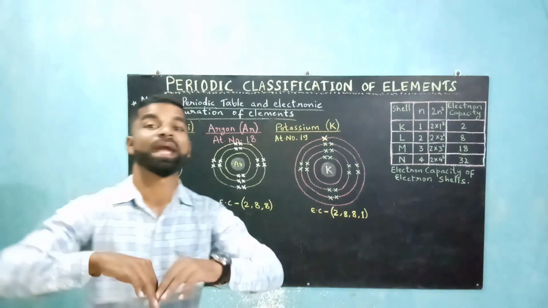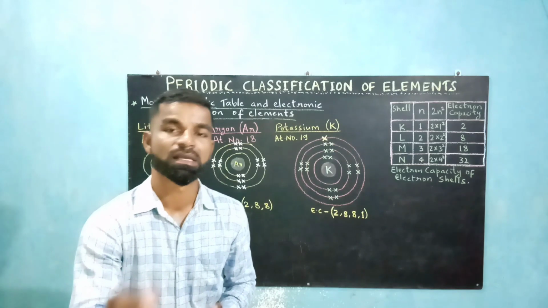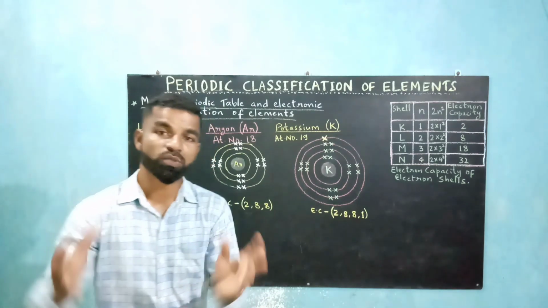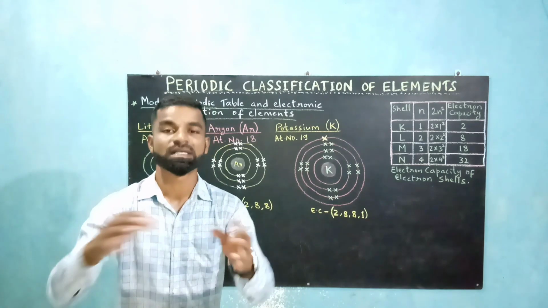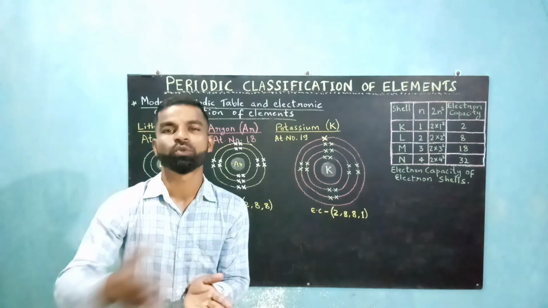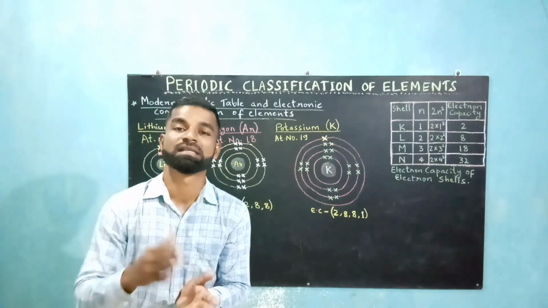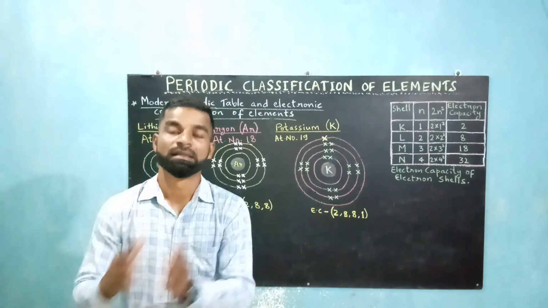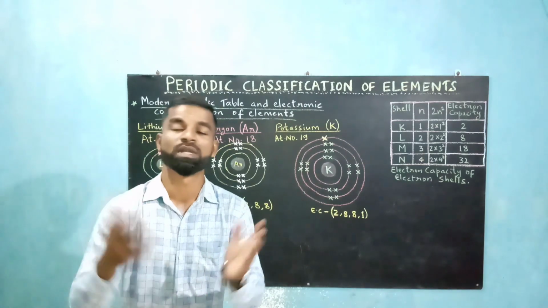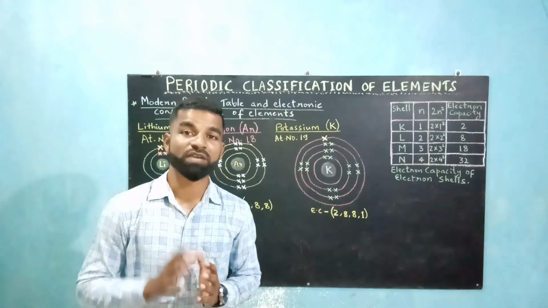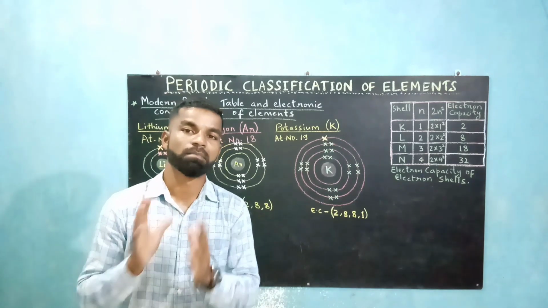We have 20 elements in our syllabus till standard 10th, and we have to learn the electronic configurations of those first 20 elements. After atomic number 20, the electronic configuration is written in a somewhat different way. There is an introduction to orbitals, which you will learn in 11th standard. So for now you have to learn the electronic configuration till atomic number 20.